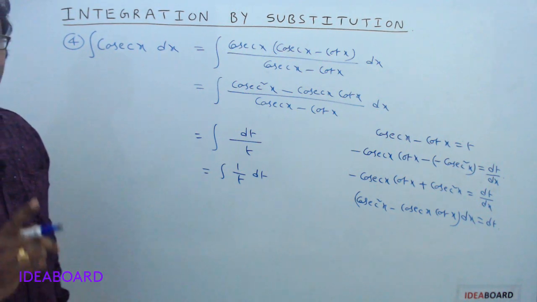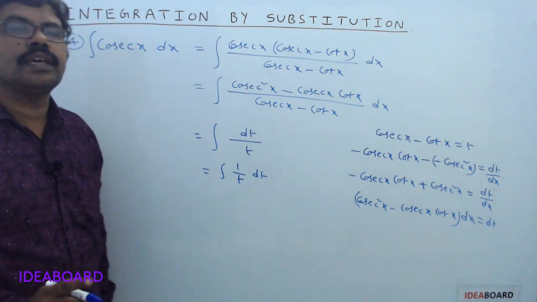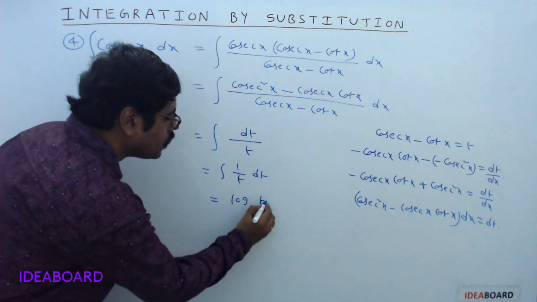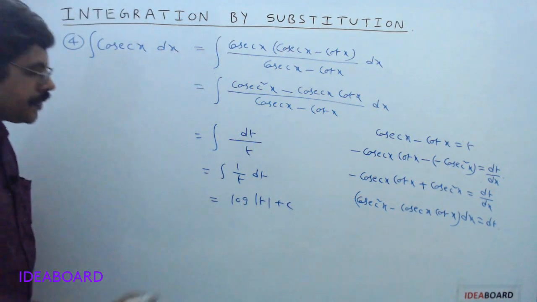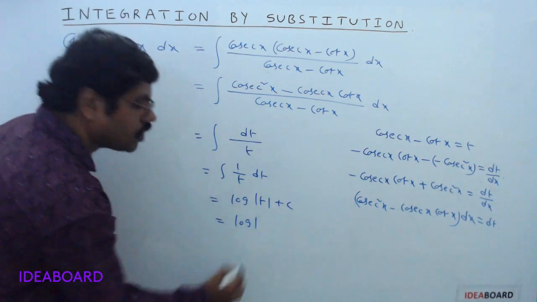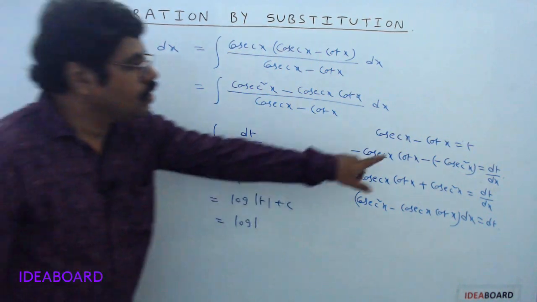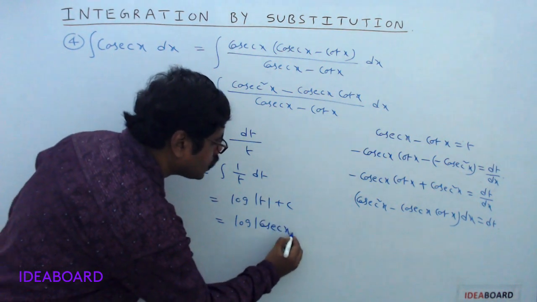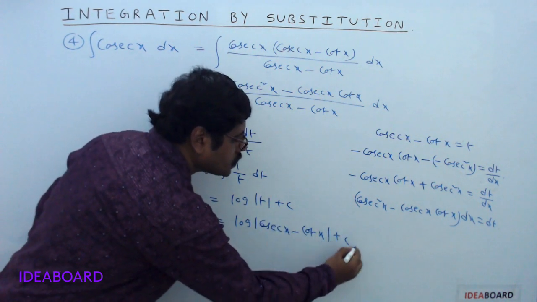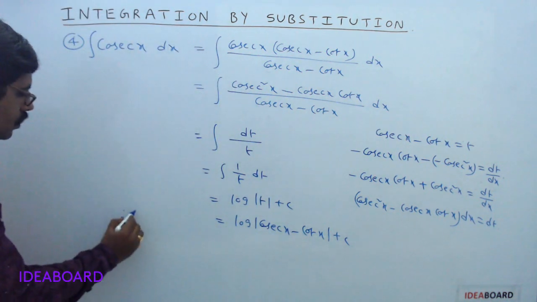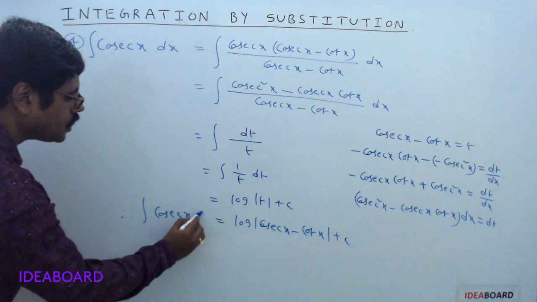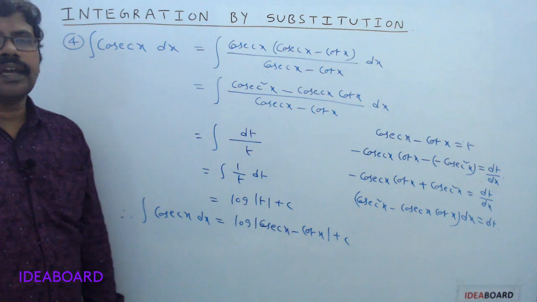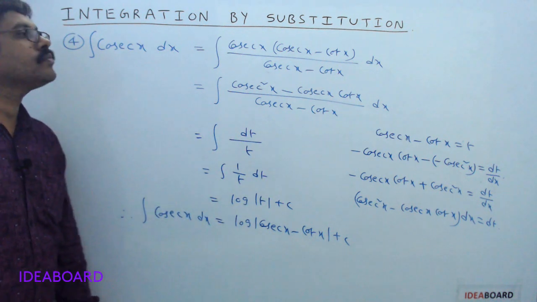Integral 1 by x dx is log mod x plus a constant c. So integral 1 by t dt is log mod t plus a constant c. Now this equals log modulus of, replace t with cosecant x minus cot x. So log modulus of cosecant x minus cot x plus a constant c. Therefore integral cosecant x dx equals log modulus of cosecant x minus cot x plus a constant c.